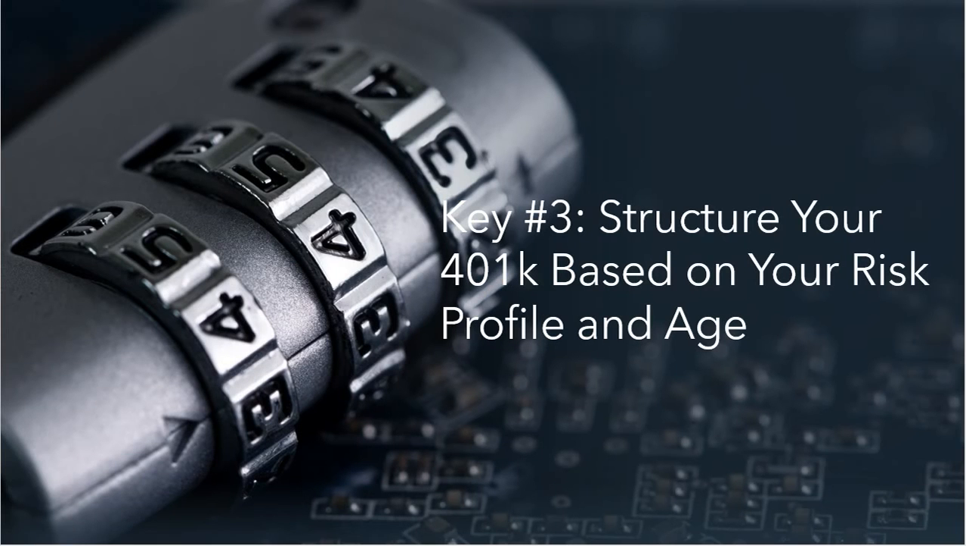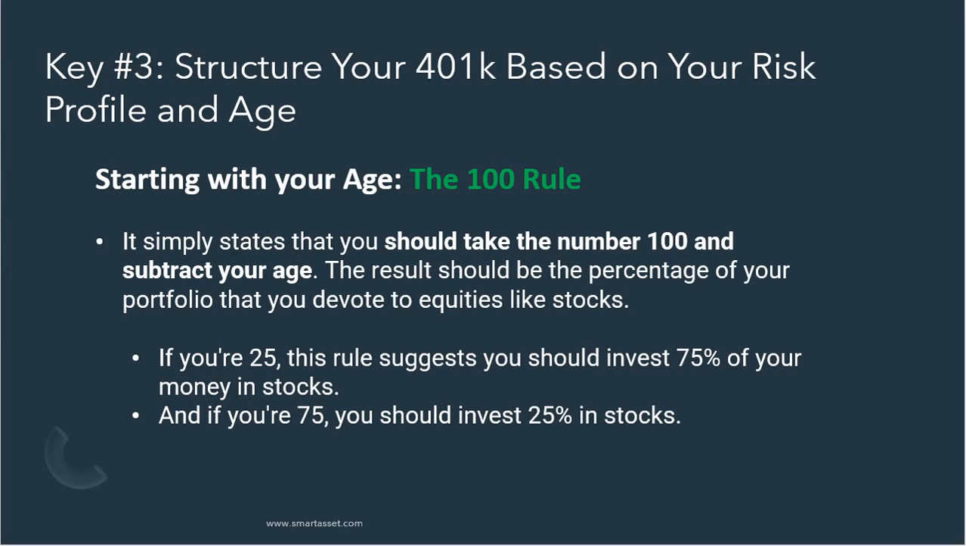So, now that you understand which assets are more or less risky, it's important to structure your 401k based on your risk profile and your age. So you have your risk profile, you have your age, and obviously income comes into play here. But generally speaking, you use the rule of 100.